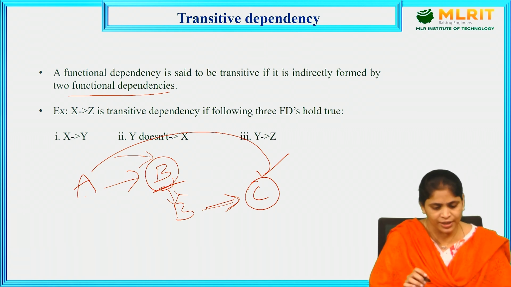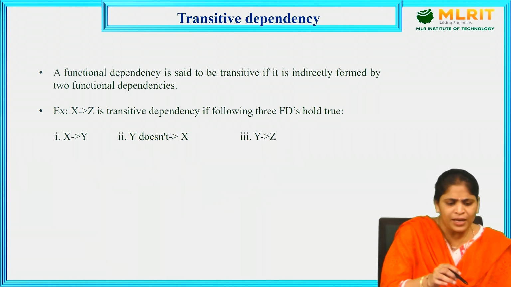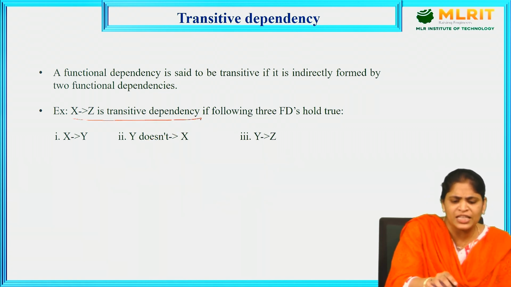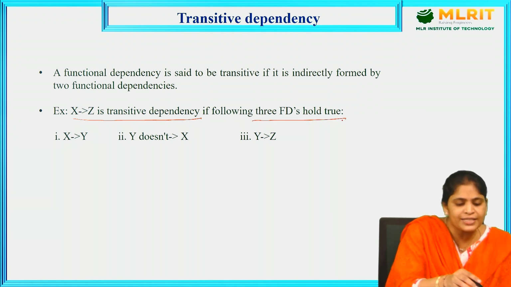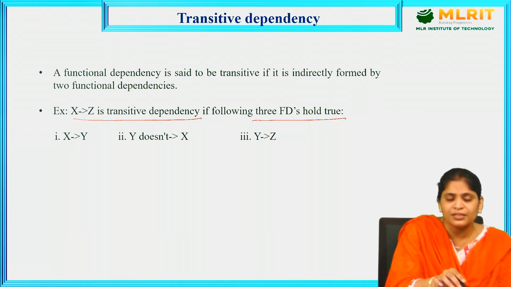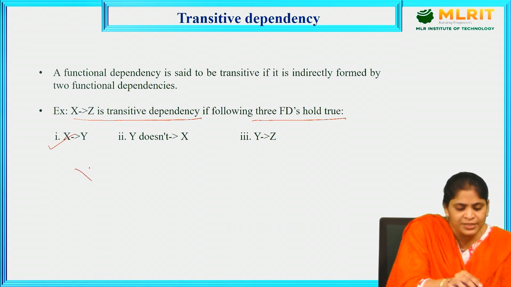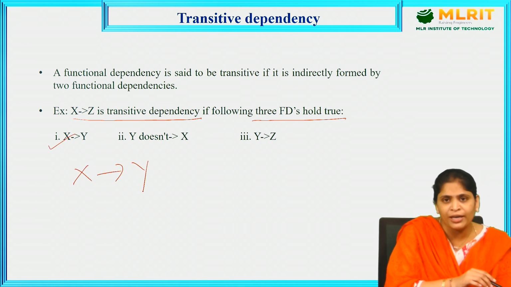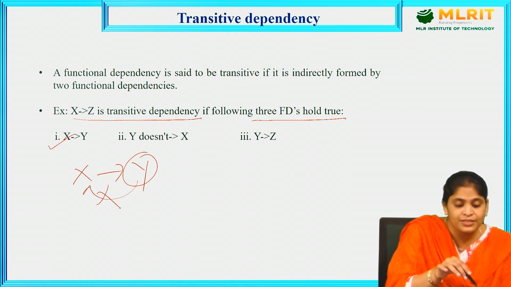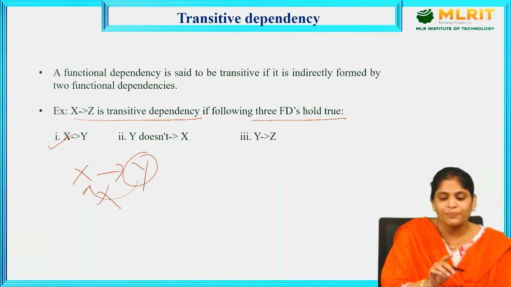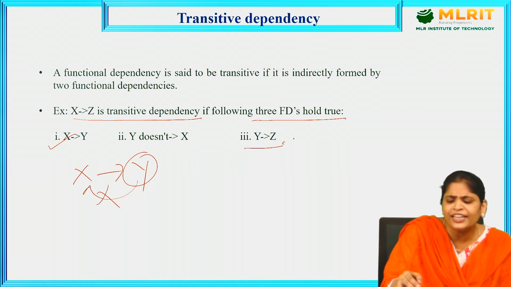Let us discuss this with an example. Here, X derives Z is a transitive dependency if the following three FDs hold true. What are the three FDs here? X derives Y. First, X must derive Y, but Y must not derive X. The vice versa must not exist. And Y can derive Z.